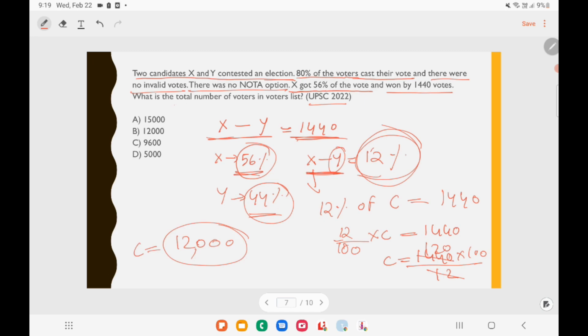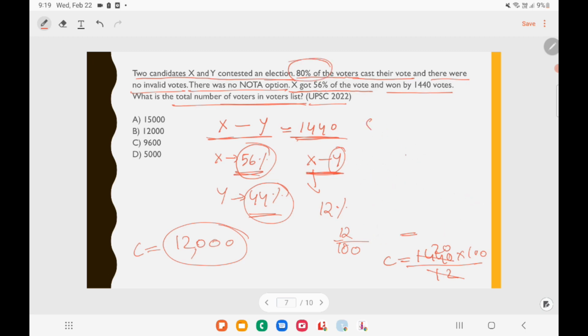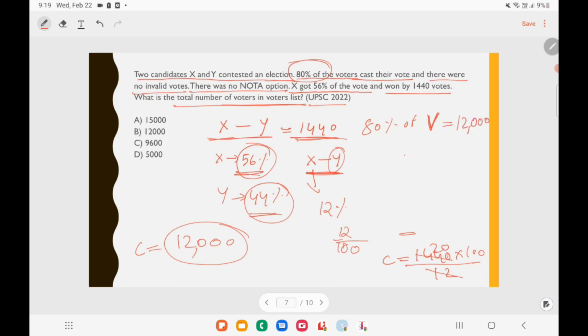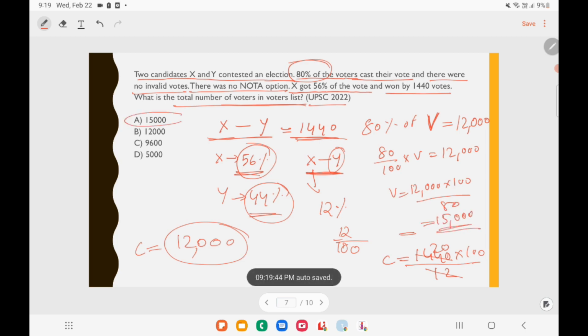The question has asked to find out the total number of voters in the voters list. We know that only 80% of the people cast their vote, right? That means 80% of the people in the voters list is equal to 12,000. So 80 by 100 into V is equal to 12,000. That means V is equal to 12,000 into 100 by 80. If you solve this, you will get 15,000. So there are a total of 15,000 people in the voters list. This is how you need to solve questions based on election.